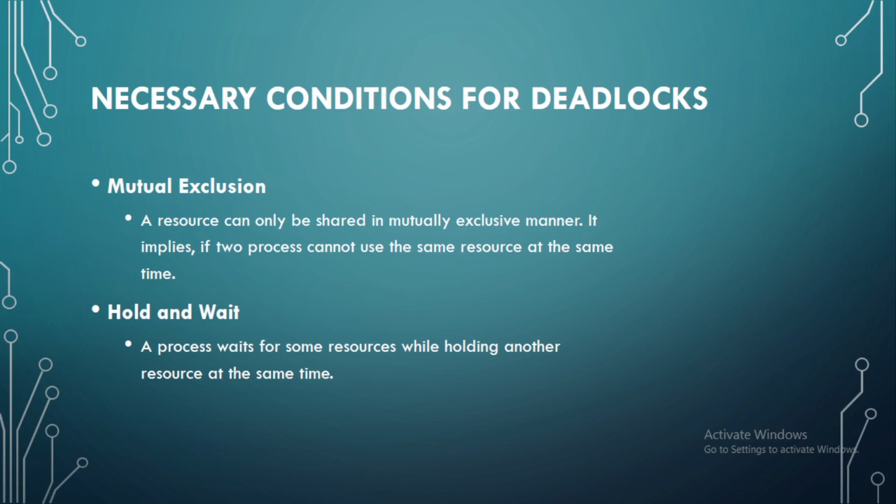Mutual exclusion. A resource can only be shared in a mutually exclusive manner. Here mutually exclusive means only one process can use the resource at a time. It implies two processes cannot use the same resource at the same time. Second condition, hold and wait. A process waits for some resources while holding other resources at the same time.